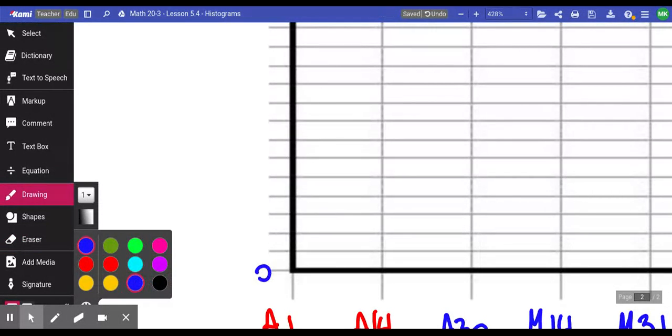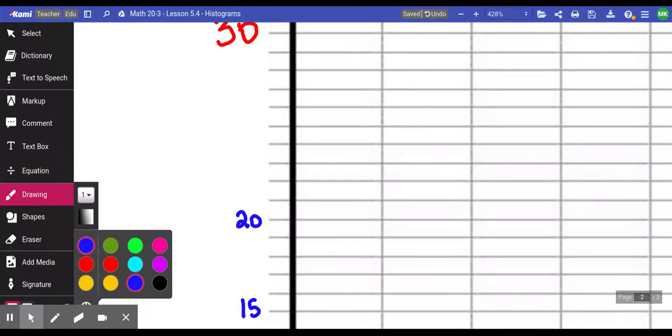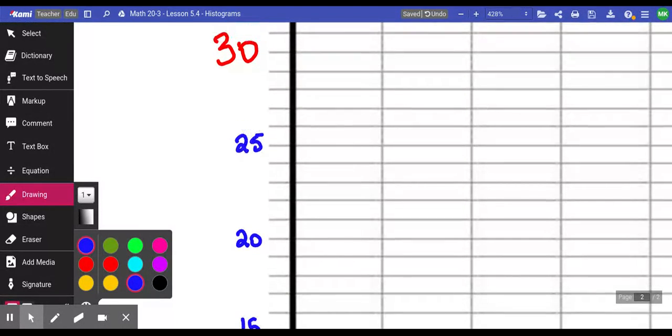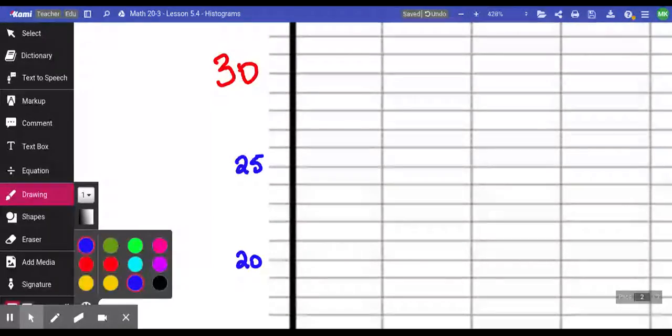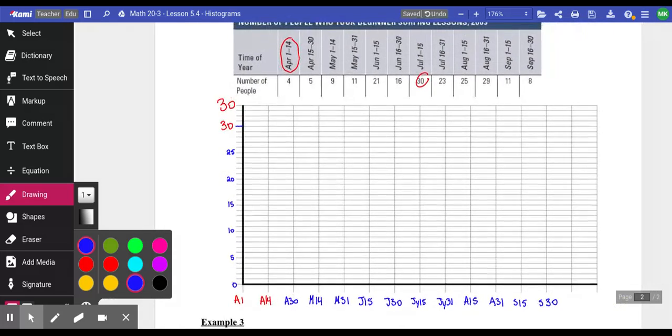So the first one would obviously be 0. I'm going to do 5. So 1, 2, 3, 4. That's 5. 1, 2, 3, 4. That's 10. 11, 12, 13, 14. That's 15. 16, 17, 18, 19. That's 20. 1, 2, 3, 4. 25. And 1, 2, 3, 4, that's 30 right there. All right. Now we can make our histogram.